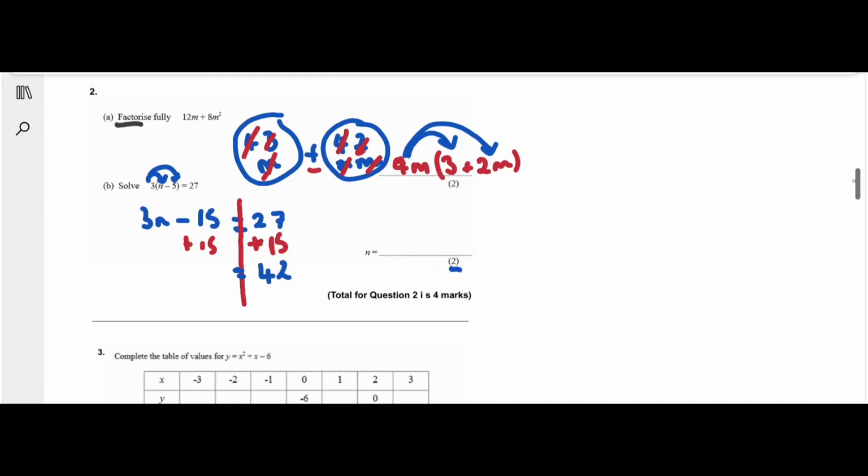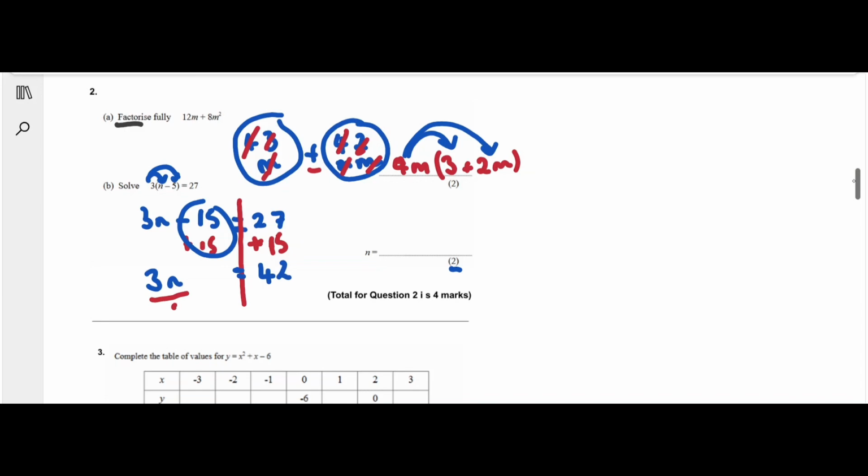So 42 there. This has cancelled each other out here because negative 15 add 15 is 0. So I've just got 3n left on the left hand side. So 3 lots of a number is 42. The opposite of timesing by 3 is to divide by 3.